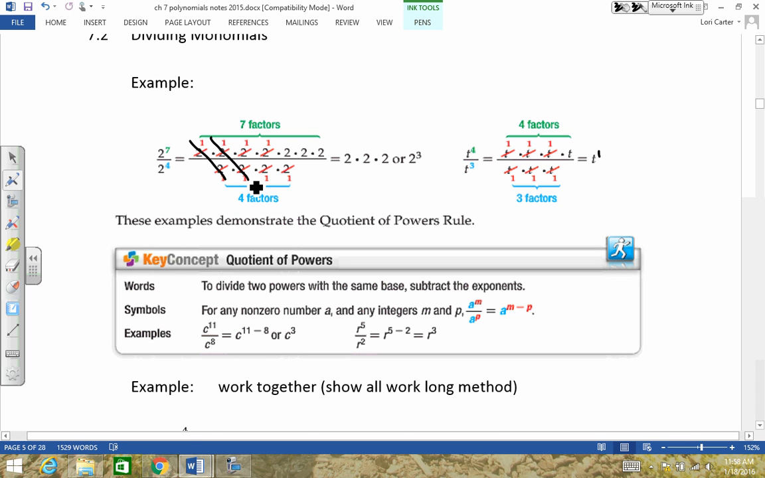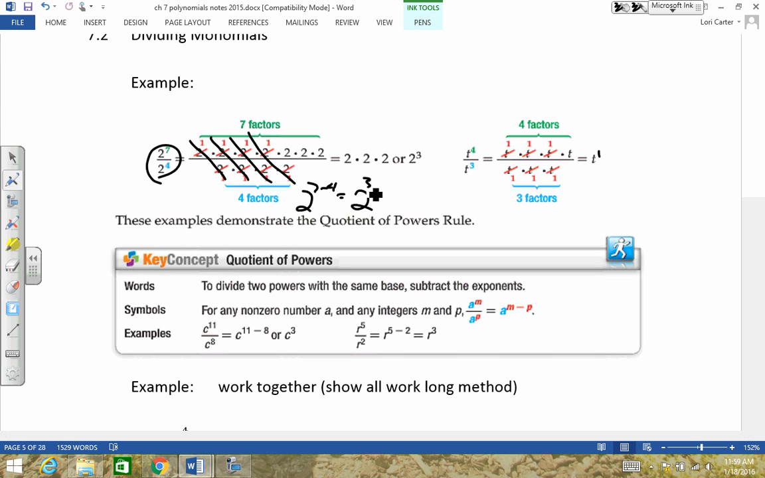Yes, you are subtracting. And you cancel and you cancel, and you're left with 3 2's in the numerator, which is 2 cubed, right? Well, you could have done it by 7 minus 4, right here. You could have said that's 2 to the 7th minus 4, which is 2 cubed. Would you have gotten the right answer both ways? Can you do that for everything?